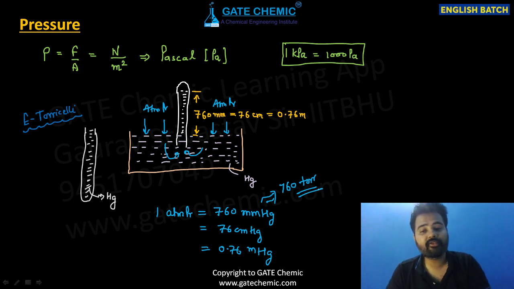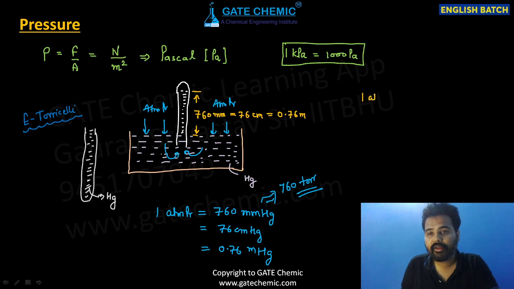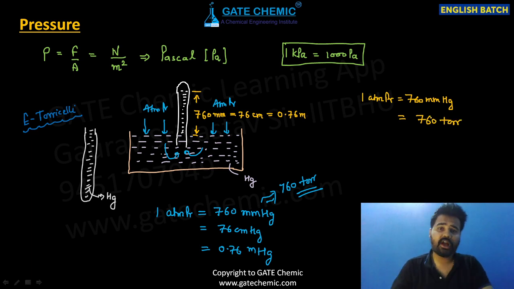And in regard of his name, this is also known as 760 torr. So from here we got two units. First one, 1 atm pressure equals 760 mm of Hg. And the second one, 1 atmospheric pressure equals 760 torr.